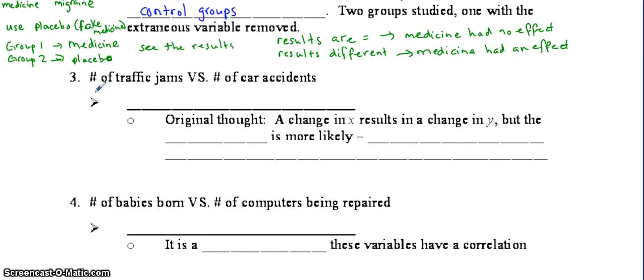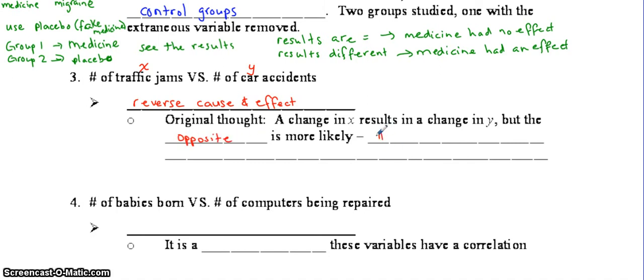The next relationship is if you saw that the number of traffic jams had a relationship with the number of car accidents, what you might find is that this is a reverse cause and effect. The original thought is a change in X results in a change in Y, but the opposite is more likely.